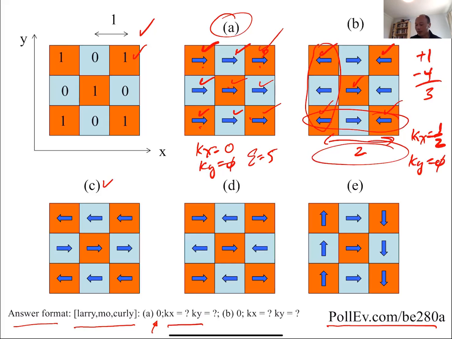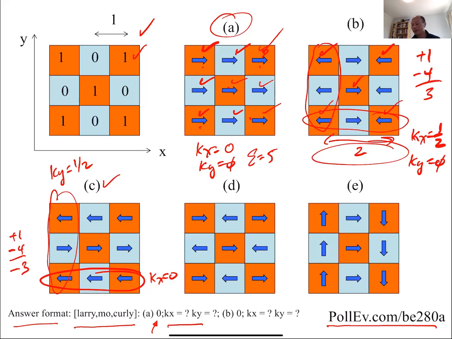Let's look at C. We've got, once again, +1 and -4. So that's also -3 as the sum. But here you notice that there's no variation along the rows, so kx equals 0. There is variation along a column and it has a period of 2, so ky would equal 1/2. Right. This one here, they're all pointing in the same direction, right? So that sum is equal to 5.